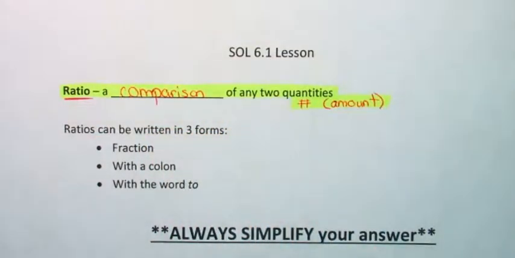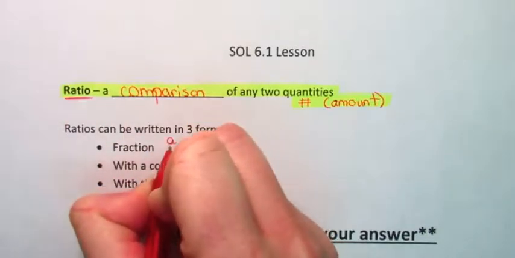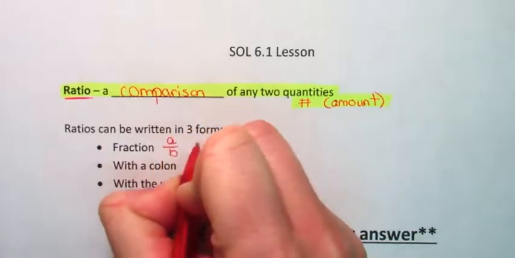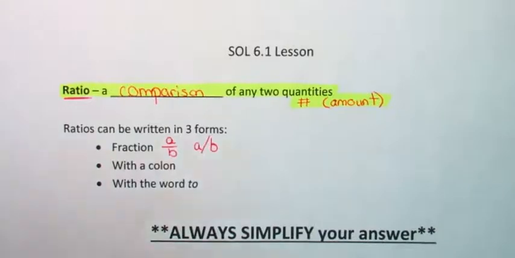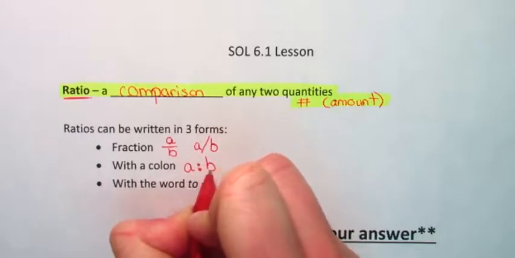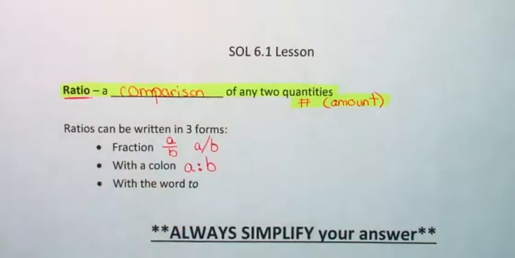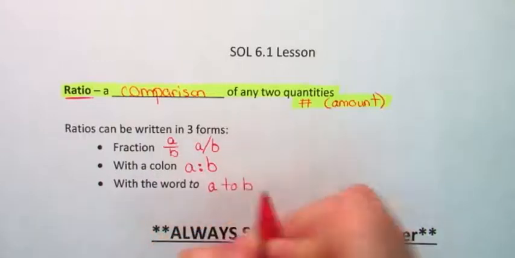And ratios, if you remember, can be written in three different forms. We can write them with a fraction, so the first thing you are comparing would be on top, like A over B, or we could even do the sideways fraction, but we're comparing A and B. We can write them with a colon, which is the two dots in the middle. Or we can write them with the word "to": A to B.